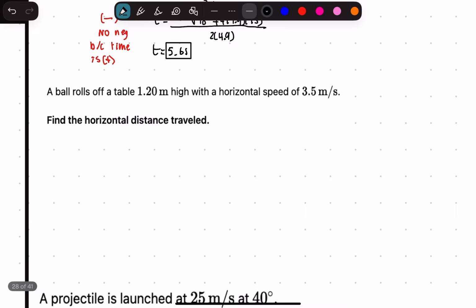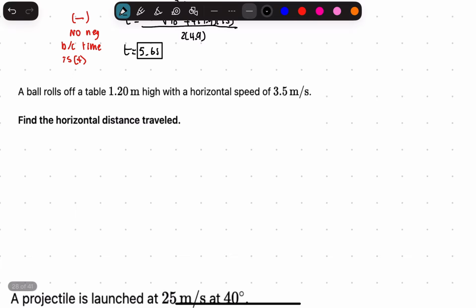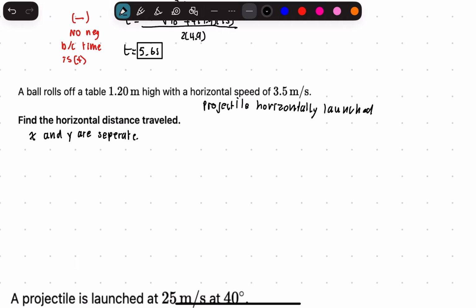Okay. A ball rolls off a table 1.2 meters high with a horizontal speed of 3.5 meters per second. Find the horizontal distance traveled. Okay, so remember that x and y are separate. And this is a horizontally launched projectile. So we want to find the vertical, so that is going to be us finding time.